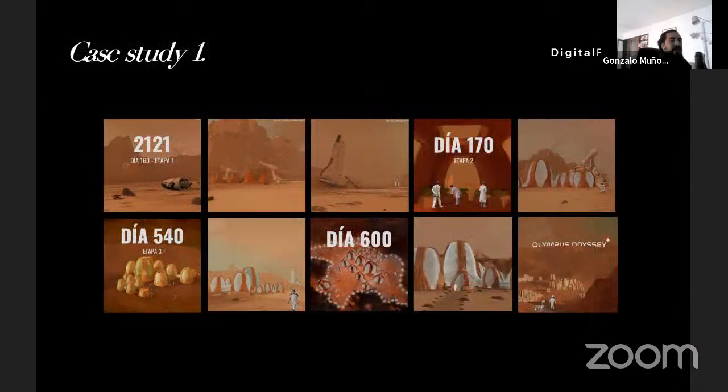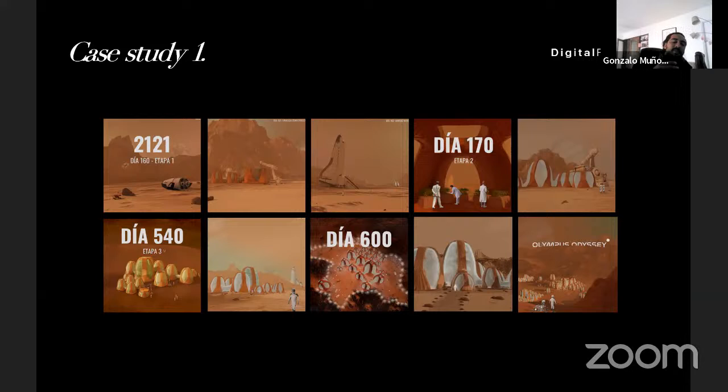In the other case, we have Olympus Odyssey, which has a completely different approach to the design in the same semester, in the same course. This group aimed to design outside of our planet and go to Mars to design a colony. So the discussion was no longer about how to design this complex form or how to design something great necessarily. It's more about not only the what, it's also about how you are going to build it.